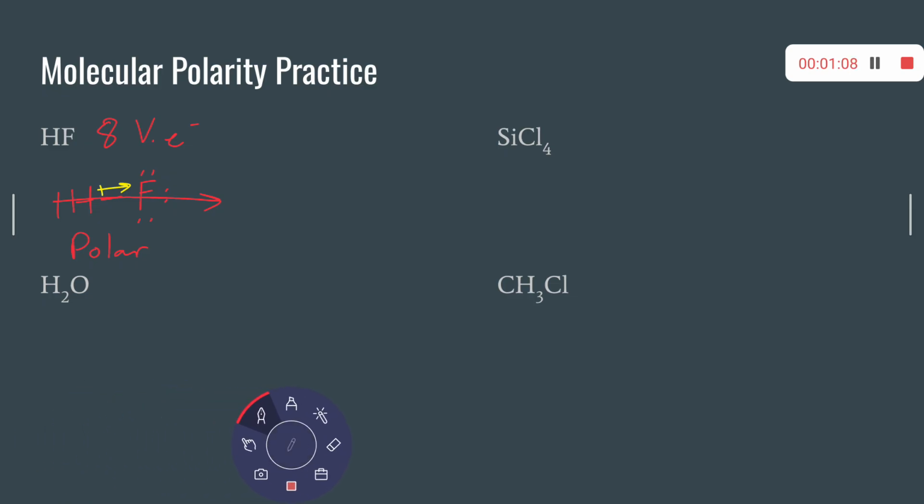Now let's try H2O. And with H2O, you really have to think about the geometry of the molecule as well. So when you draw your Lewis structure, you should also have 8 valence electrons. And your Lewis structure should look something like this.